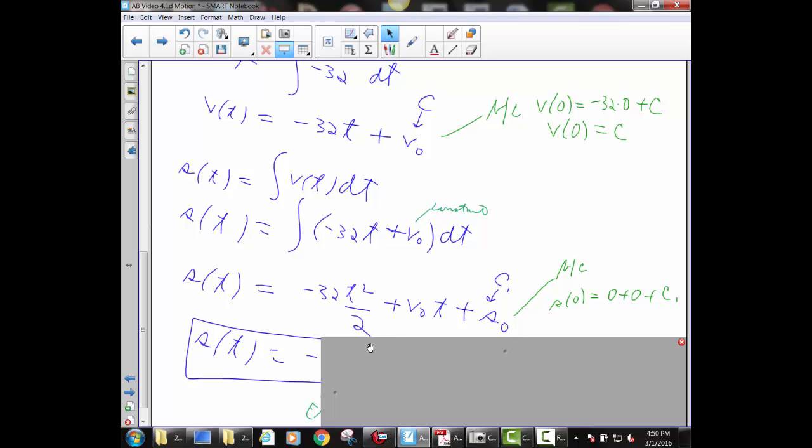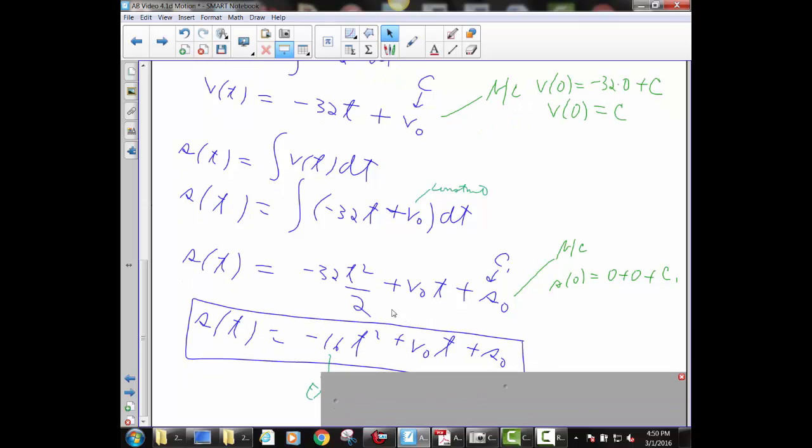If I reduce the 32 halves, you now have the formula that the book and I used to give you. We would tell you the position function is negative 16t squared plus v0t plus S0 if you're dealing with feet and seconds. If you remember, I explained that the 16 is half of the 32, and the negative 32 is the acceleration due to gravity on Earth. So as long as you're on Earth, vertical motion, your position will be negative 16t squared plus v0t plus S0.